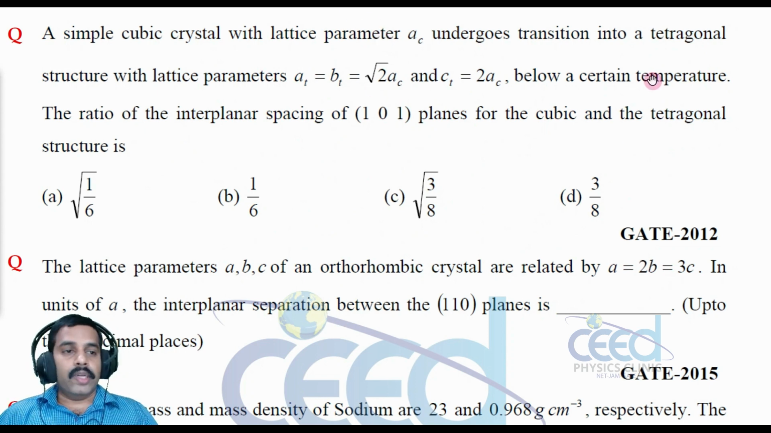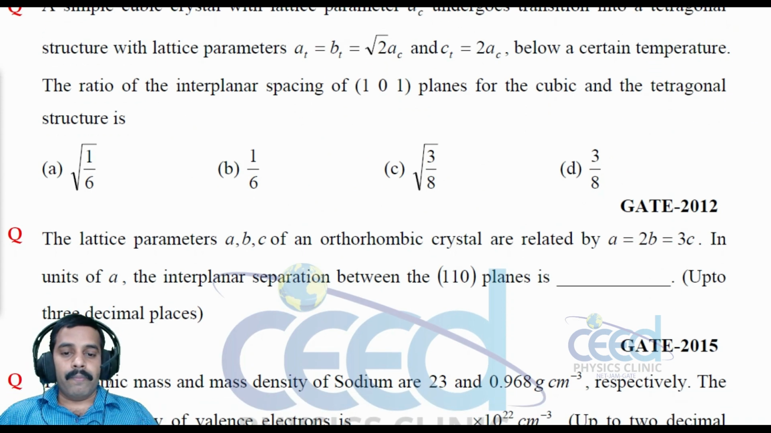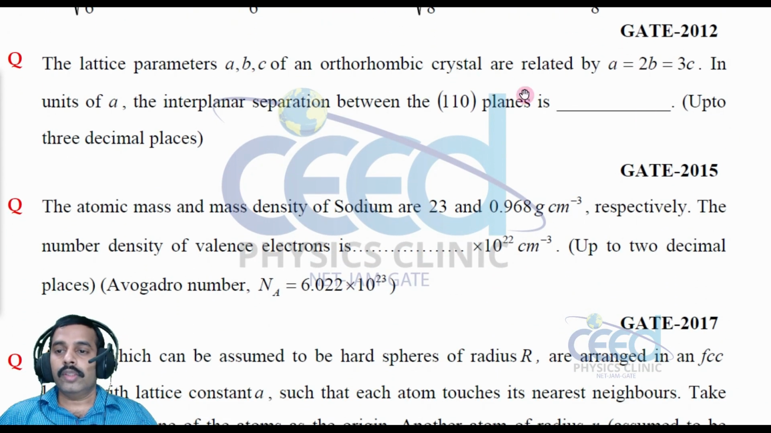Now let us come to another question. The lattice parameters a, b, c of an orthorhombic crystal, where a, b, c are all different, are related by a = 2b = 3c. In units of a, the interplanar separation of the 110 plane is, up to 3 decimal places.